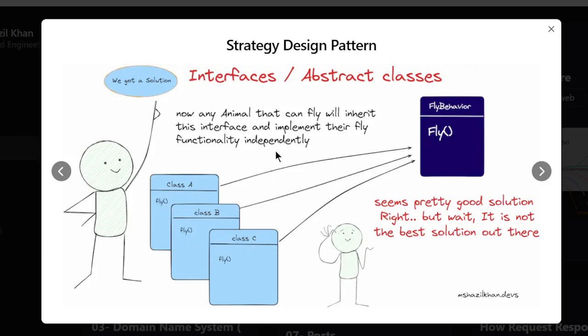He's saying that now any animal that can fly will inherit this interface and implement their fly functionality independently. This is how he solved this problem. He's saying that we will create an interface, this is a fly behavior, an interface or abstract class, and we have this fly method in it. We do not have the implementation in this interface. We only have the declaration or the prototype of the function, and any class that is going to inherit this interface would have to provide the implementation in their own specific way.